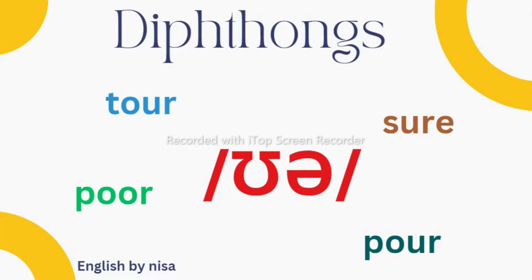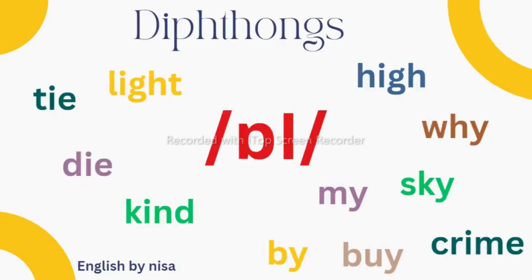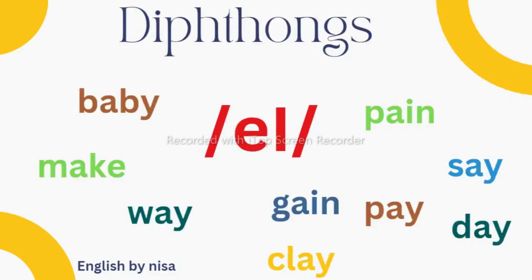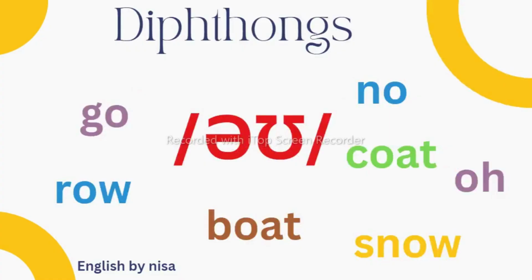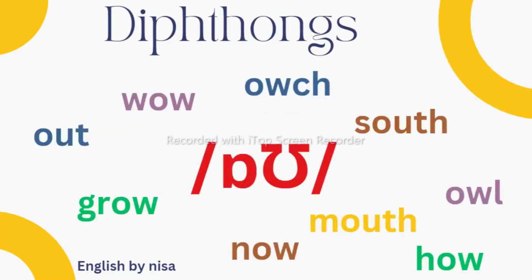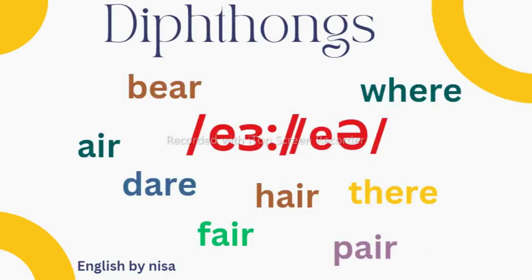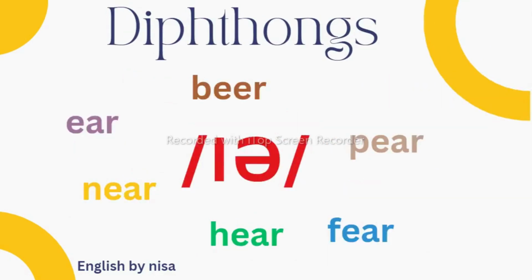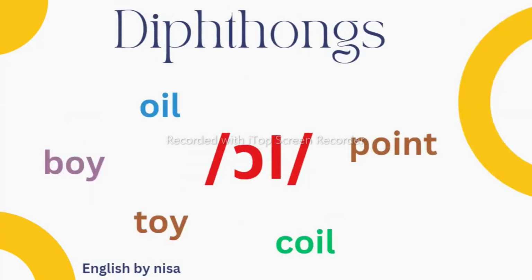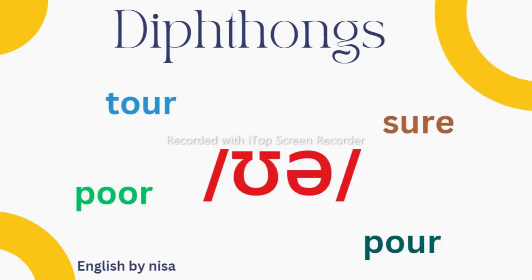You have to remember the symbol and the sound associated with it. A and I produce a sound like I, like in tie and die. E and I produce the A sound, like in way and clay. E and U produce the O sound, whereas A and U produce the ow sound. This E and this inverted E with two dots produce the air sound. This produces a sound like ear, I and E, ear. This produces the oi sound. And the last one produces or, like in tour.